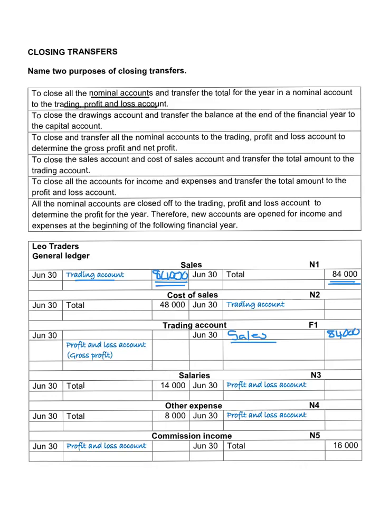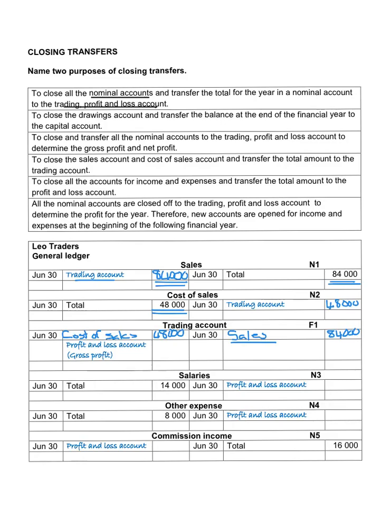The cost of sales is an expense that will have a debit balance of 48,000. To close this account, we will credit the cost of sales account with 48,000 and we will debit the trading account with 48,000. We will use the words cost of sales to indicate that this double entry was completed in the cost of sales account.